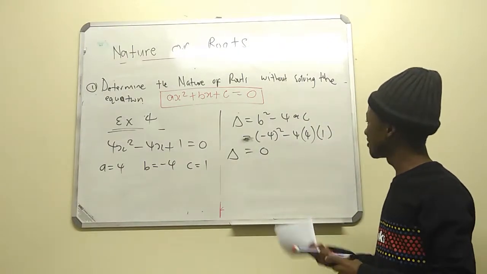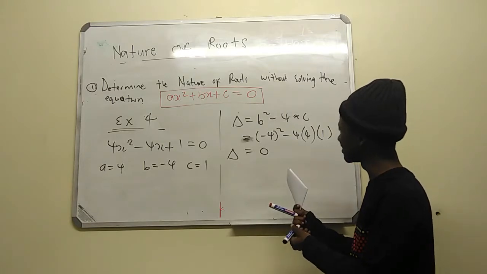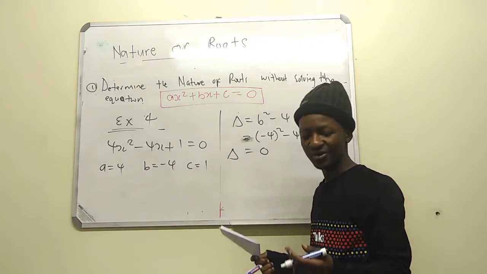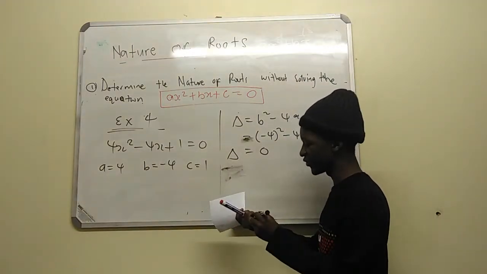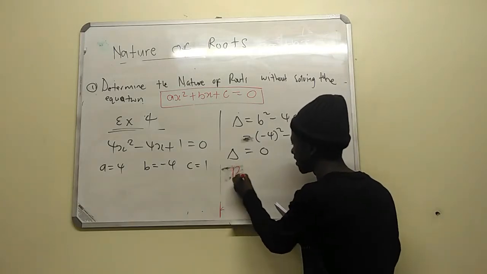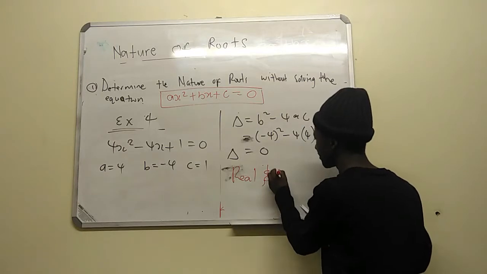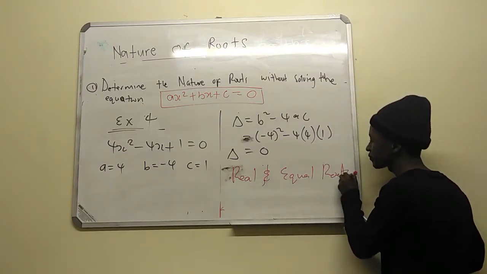Since delta is equal to 0, we have equal roots. So when delta is equal to 0, you can say they are real and equal roots.